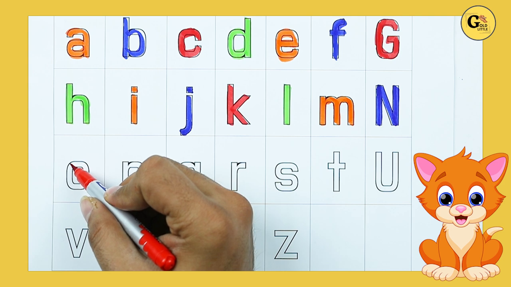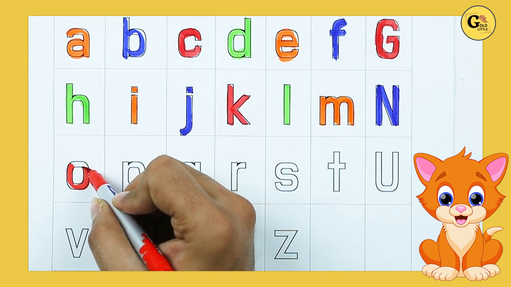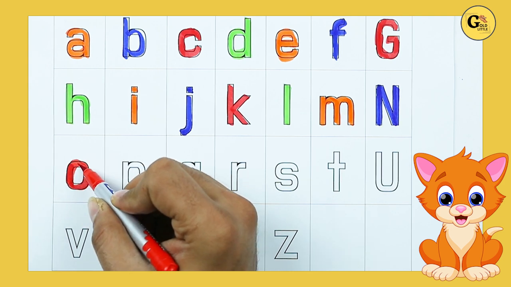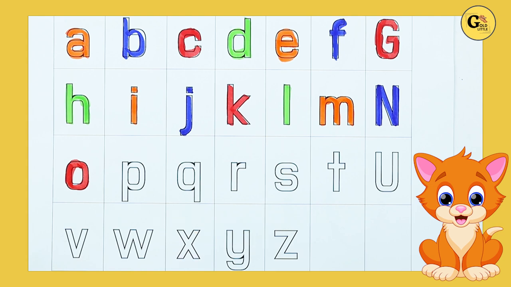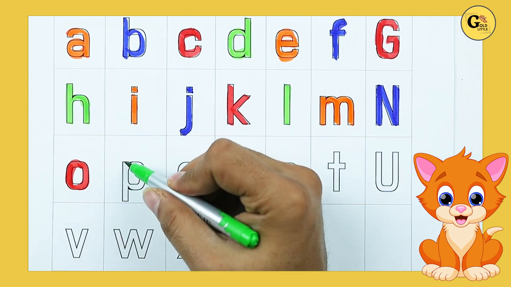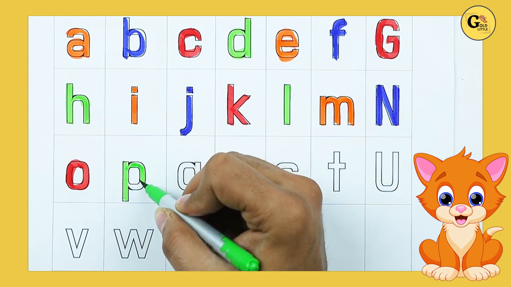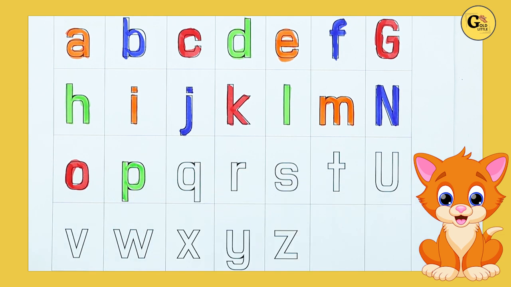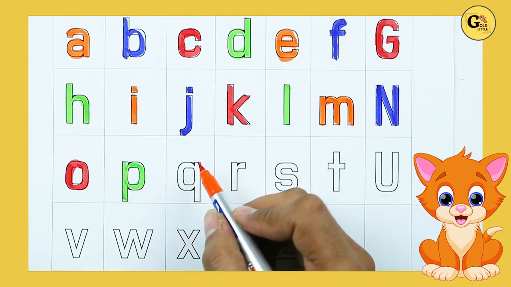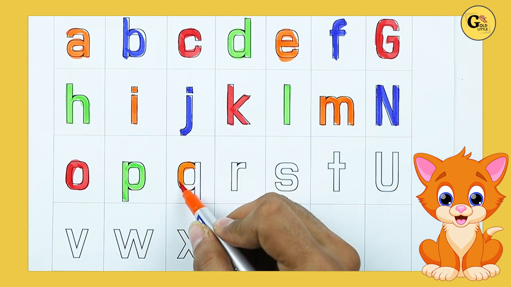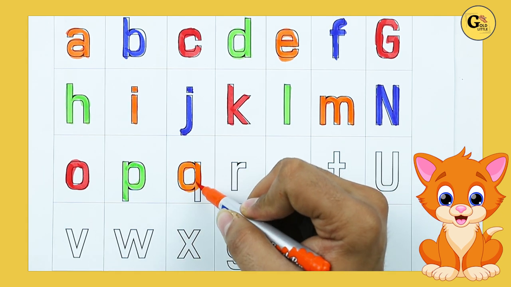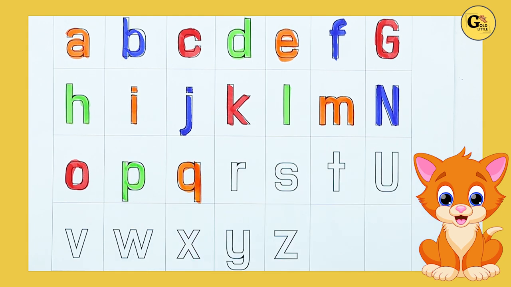O. It's a small O. O for octopus. P. P with green color. P for parrot. Q. Q for queen. Q with orange color. It's a small q.